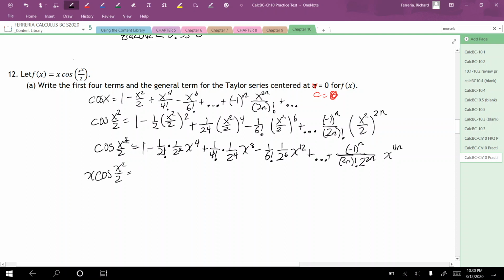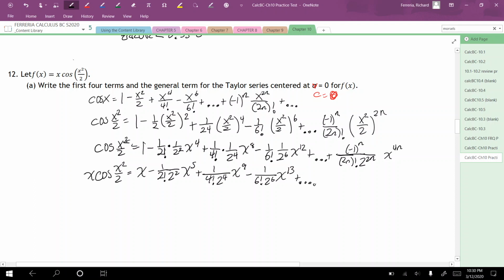All right, so we're going to multiply each of these by x. So 1 times x is, of course, x. Copy down this coefficient, and that's going to be x to the 5th power plus 1 over 4 factorial 2 to the 4th power. I almost wrote 24. X to the 9th power minus 1 over 6 factorial 2 to the 6th, x to the 13th.